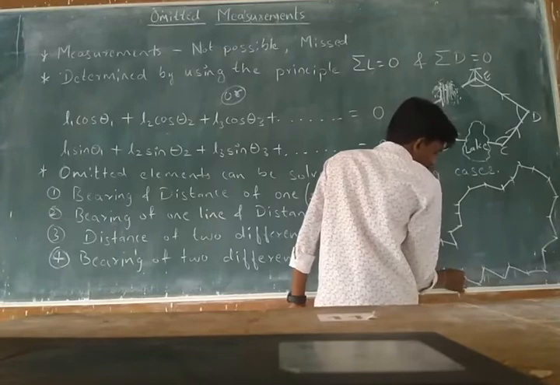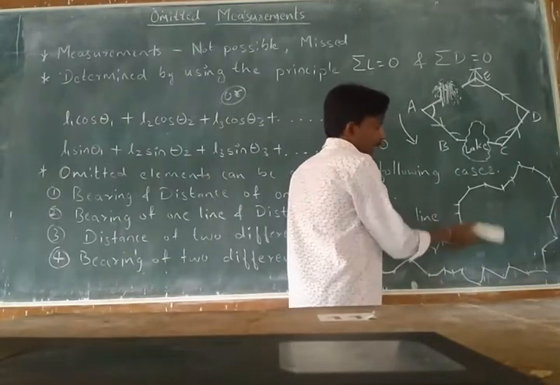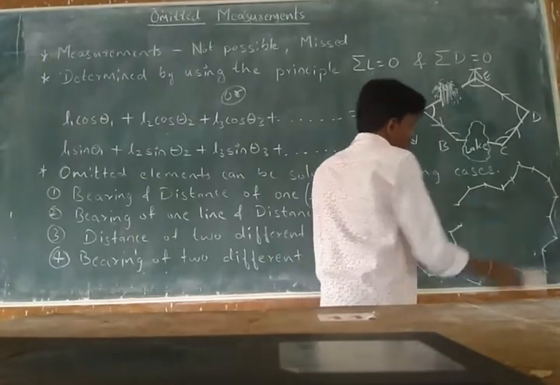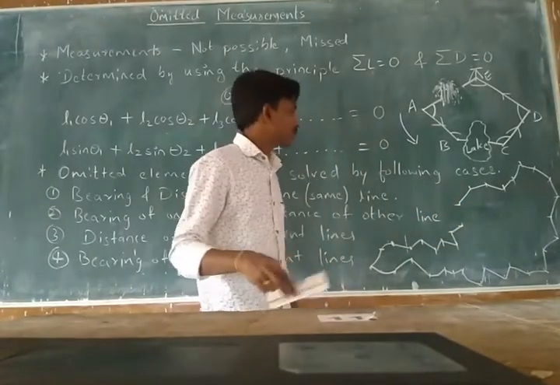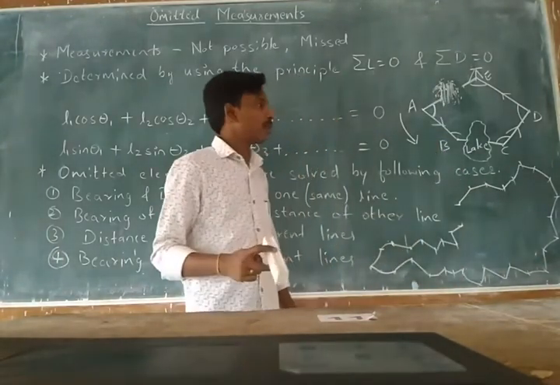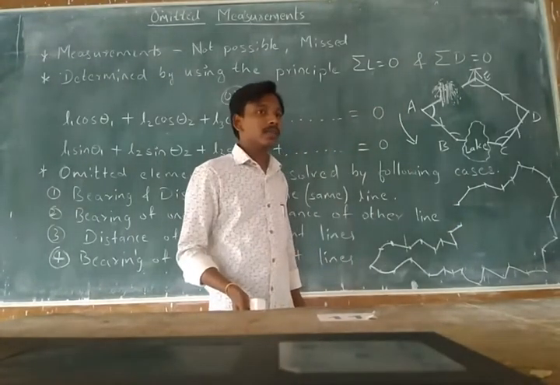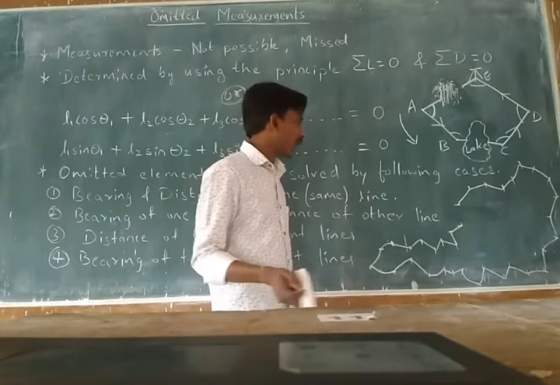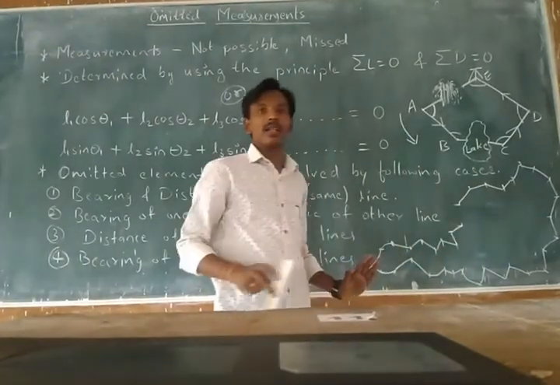So sometimes unknowingly, if you forget to measure the distance here, or if you forget to measure the angle here, then after getting back to your office, when you sit on the table and calculate all the latitudes and departures, you will get to know that you have missed something here. So then what might you think? You might get scared, and then you think that the complete surveying must be redone.